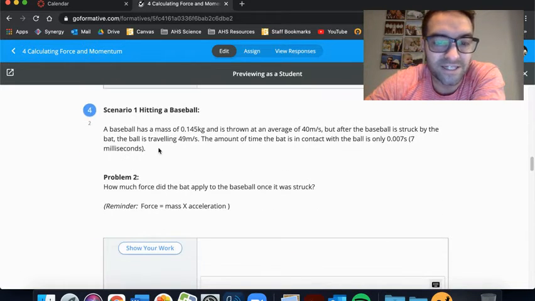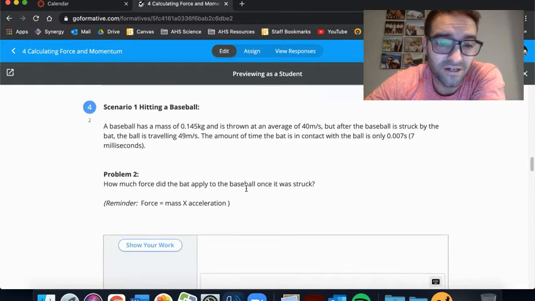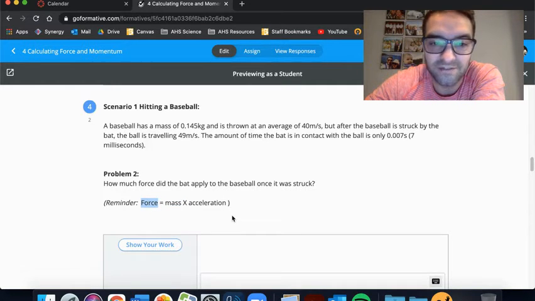Problem 2, again, same scenario, just copied and pasted so you don't have to keep scrolling up to find the information. Problem 2, how much force did the bat apply to the baseball once it was struck? So now that you've calculated acceleration and you know the mass, you can calculate how much force was applied to that baseball.